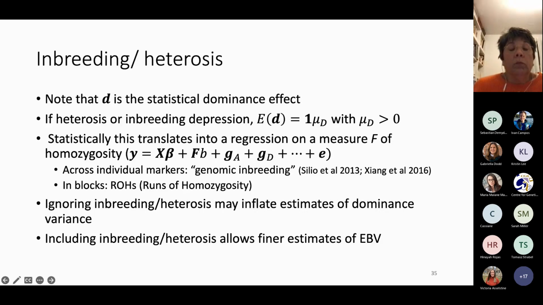How can we measure this homozygosity? In different ways. The easiest, simplest way is using genomic inbreeding, and the other way is, for instance, if you want to use runs of homozygosity. If we ignore inbreeding depression, we will have an estimate of dominance variance that will be inflated. The other thing is that including inbreeding allows finer estimates of EBV.